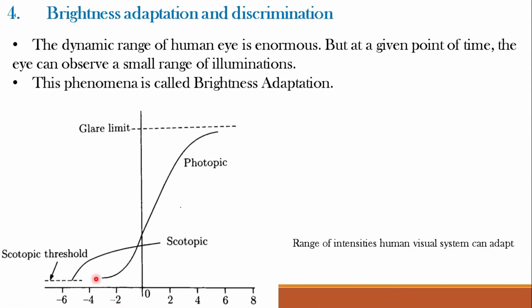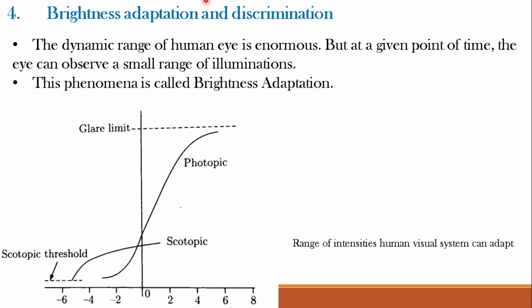When illumination is low, that is scotopic vision, right? Remember, dim light vision means scotopic vision. When illumination is low, scotopic vision plays a dominant role, whereas for high intensities, photopic vision is dominant. As can be seen from the figure, the transition from scotopic to photopic vision is gradual, and at certain levels of illumination, both of them play a role. So we can say that the dynamic range of the human eye is enormous, but the eye cannot operate over the entire range simultaneously. Remember, it can only detect some small range of illuminations, right? And this is known as brightness adaptation.